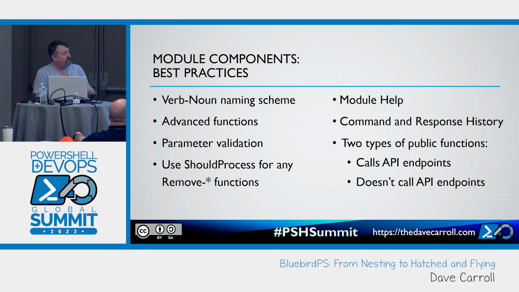And also in your module, there's going to be two types of public functions. They're going to be the ones that call the API endpoints and the ones that don't call API endpoints. The ones that don't call API endpoints would be the ones that do your response output, your error output, and any helper stuff, like accessing the history of the commands and accessing the configuration potentially. So that's kind of what I did with Bluebird.